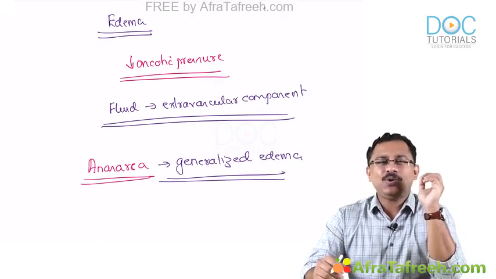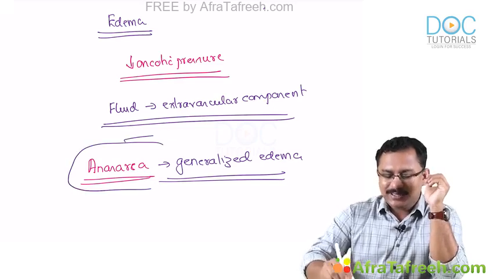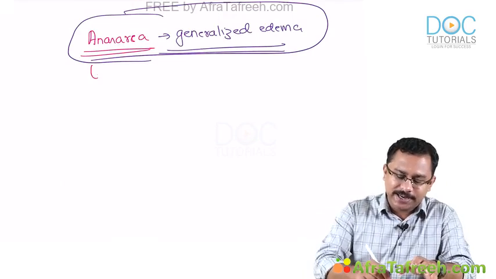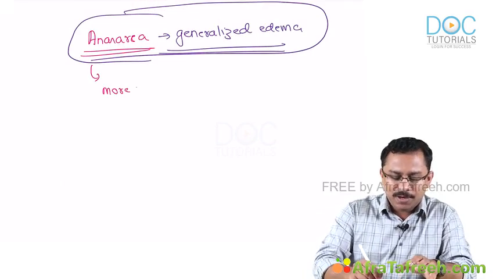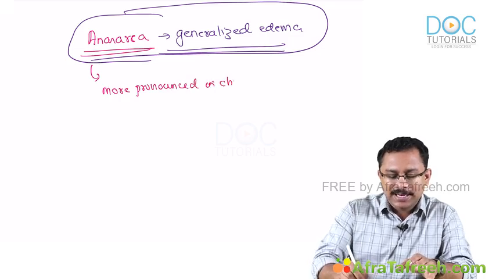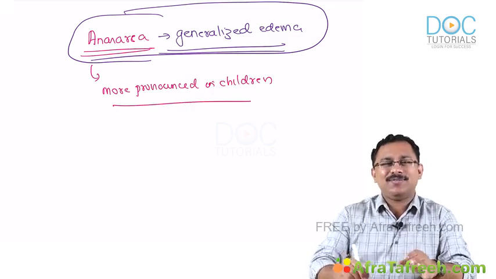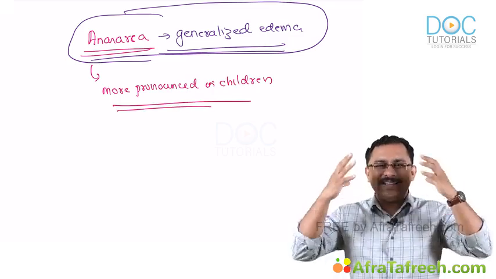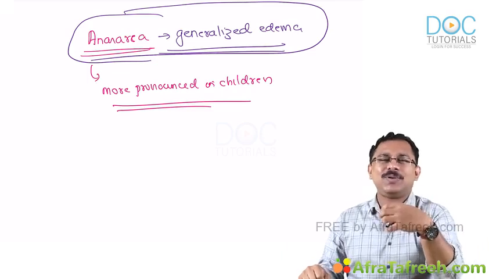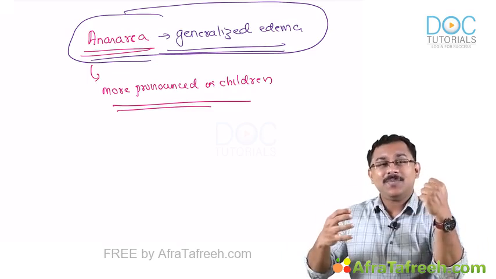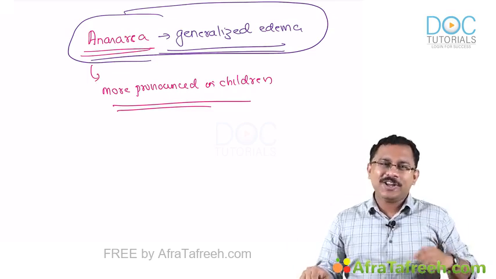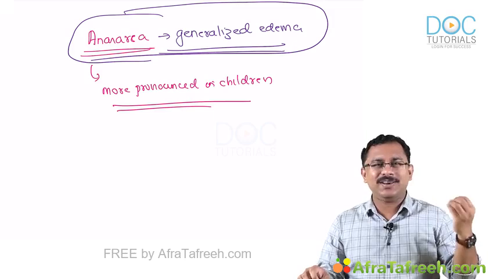And just one point to add, this anasarca or generalized edema is more pronounced in case of children. Children are the ones who are more likely to have the generalized edema and anasarca. But when it comes to nephrotic syndrome presenting in adults, the edema may not be that much manifested. In fact, what you might have is because of the protein loss.